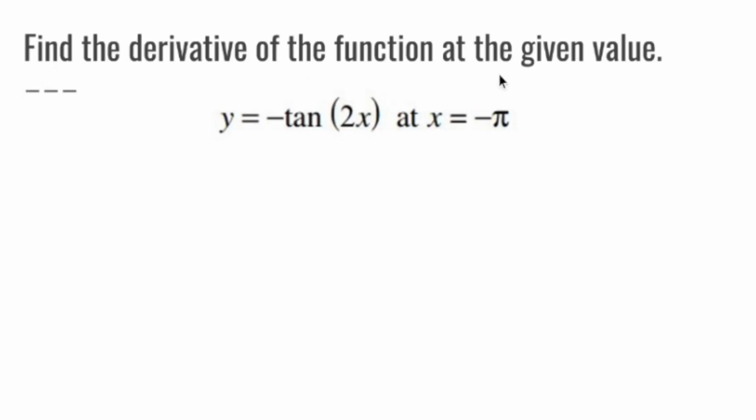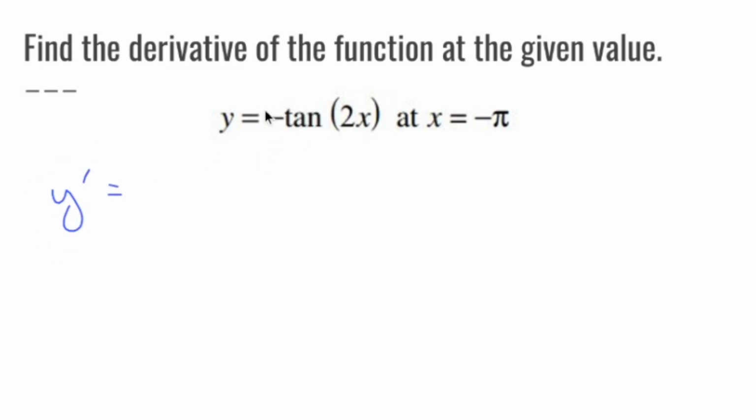Find the derivative of the function at the given value. So I have to take the derivative of negative tan 2x, and then when I'm done that, plug in negative pi. All right. The derivative of tan is secant squared. All right. But this isn't tan, this is tan 2x. So this requires a chain rule.